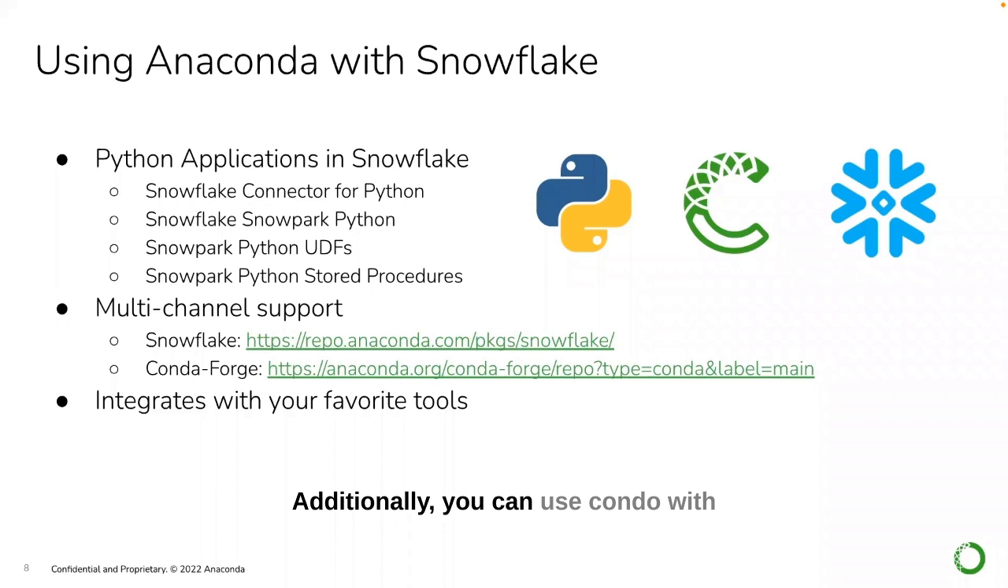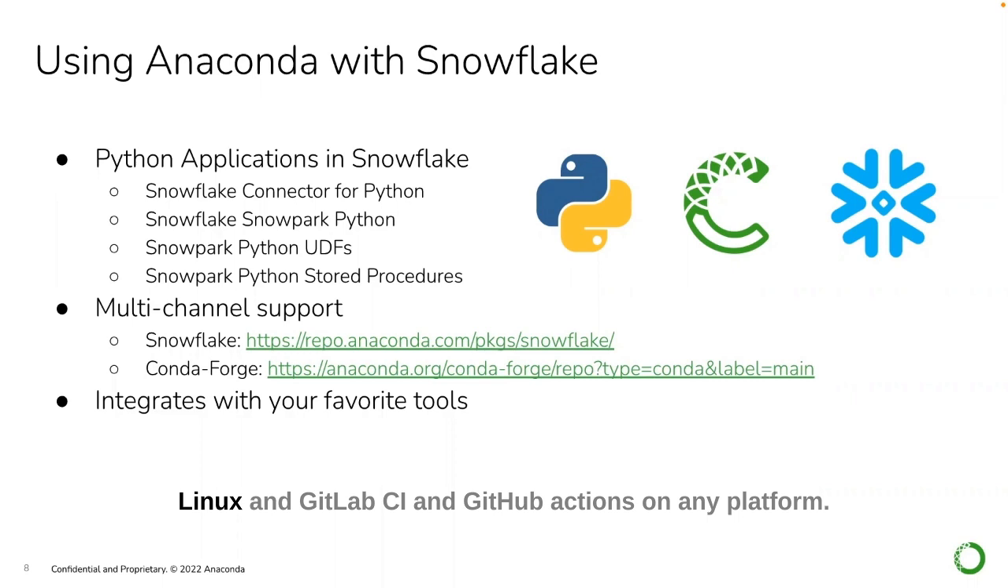Additionally, you can use Conda with your favorite IDEs like Jupyter Notebooks, Microsoft Visual Studio, or PyCharm. You can also use Conda with your favorite CI/CD tools to automate testing, like Travis CI for Mac and Linux, and GitLab CI and GitHub Actions on any platform. Conda uses your current ecosystem tools as well.